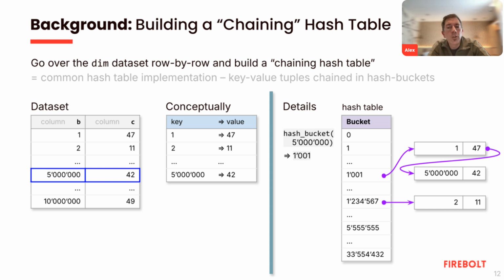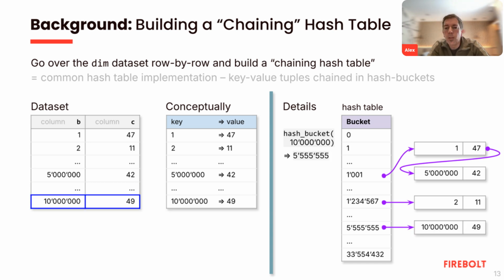We finally reach, say, the key 5 million and the value 42. Now, what happens here is, as you see, we get the same hash bucket that we had before, 1001. And since we already have an entry in that bucket, we simply append this new entry, the tuple 5 million, 42, to the end. And then we continue through the whole table, and in the end, we have built our complete hash table on the right-hand side.